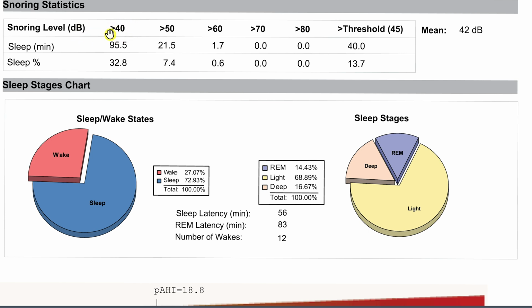40 is the minimum; anything below that, they're kind of like, well, there's too much background noise, the signal to noise ratio isn't worth it. But it's saying for how many minutes of sleep was snoring greater than 40 decibels, the lowest amount that they're recording. And their answer is, well, it was 95.5 minutes, which is about 33% of the sleep time.